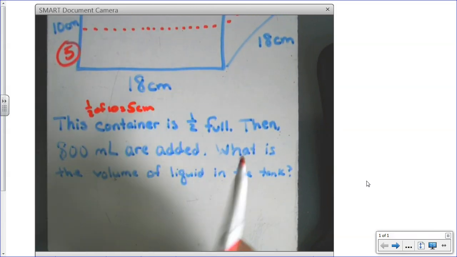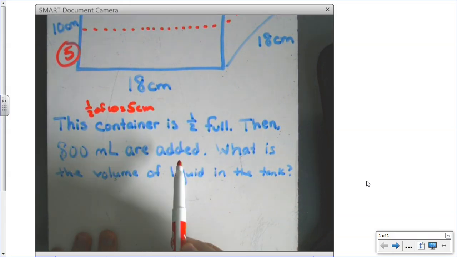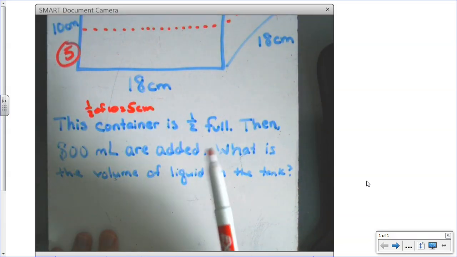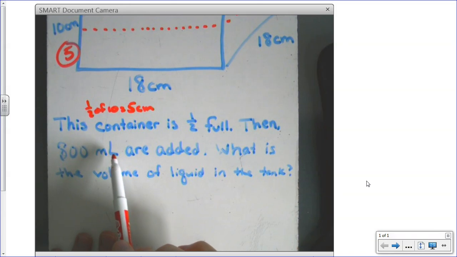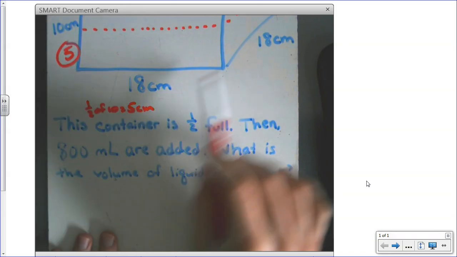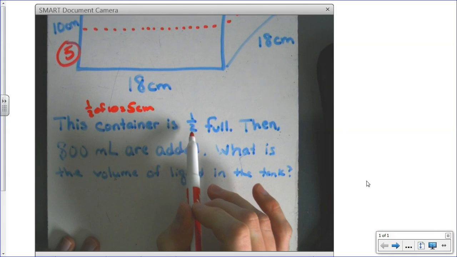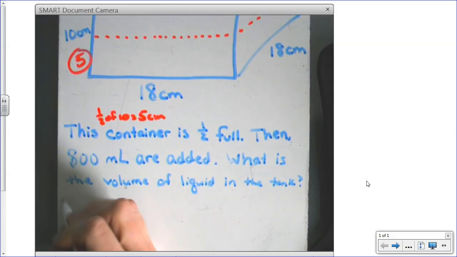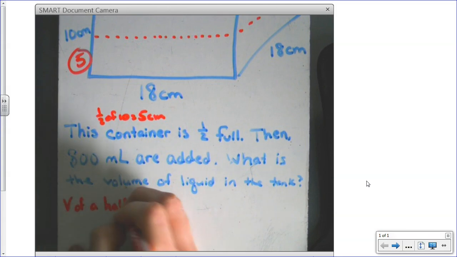Let's read the rest of the problem just to see what I'm dealing with. Then 800 milliliters are added. So first I have 5 centimeters high, and then I'm adding 800 milliliters to the container. So that's not something that I can just tack on to my 5 or my 18 or my other 18. That's something that I need to think about when I find the volume of liquid in the container when the container is halfway full. So let's do that. Let's find the volume of a half-filled container.